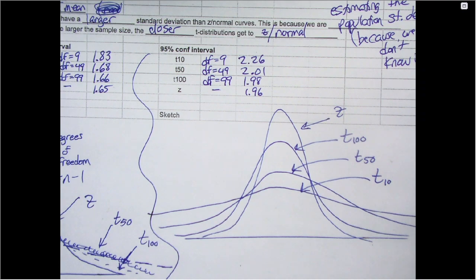My drawing sucks too, but can you tell what's happening? The Z is here, and then as the sample size gets smaller, it shoves things to the outside. Okay. Sorry, are we good with this? Wait a second. Is anybody still writing anything on here?